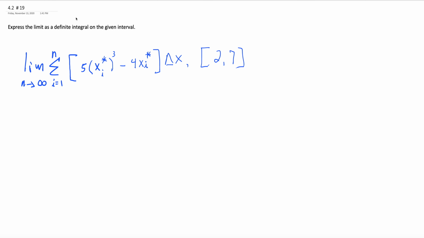Right, the goal of this problem is to express the limit as a definite integral on the given interval. And here we have these x star sub i's. So we know that x sub i, if you have, say, a graph, and we have an area under the curve going from A to B.